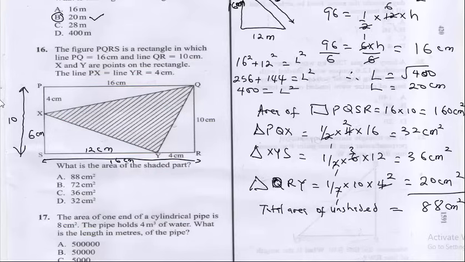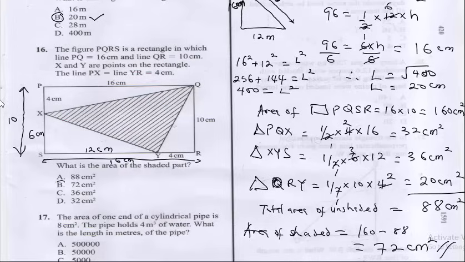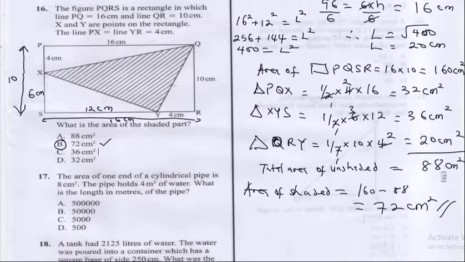Unshaded. Now to find the area of shaded will be the area of rectangle minus the total area of the unshaded part. You can see the area of the rectangle and you can see the unshaded part. So this will be 160 minus 88, and that was going to give us 72 cm squared. Final answer. So the correct answer here is going to be B. So we go to question 17.